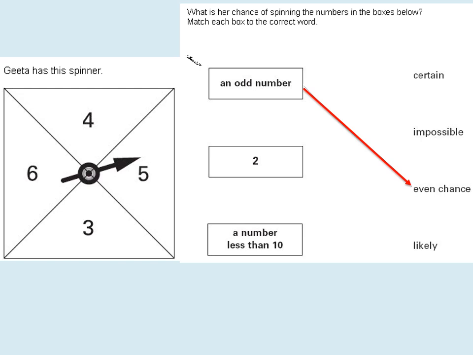That means even chance. To have a 2, what do you think? Do we have 2 on this spinner? No, we don't have 2. So what is the chance to have 2? It's what? Impossible. Excellent. A number less than 10. Look at the numbers on the spinner. All the numbers are less than 10, right? So that means it's certain that we will have a number less than 10.